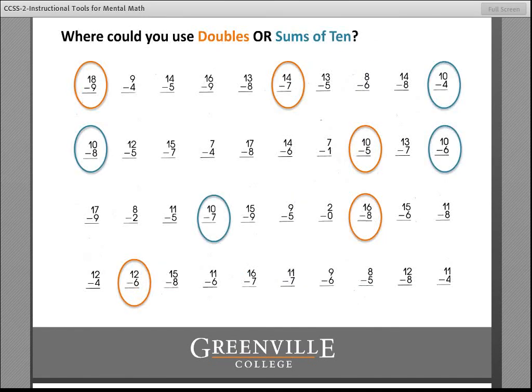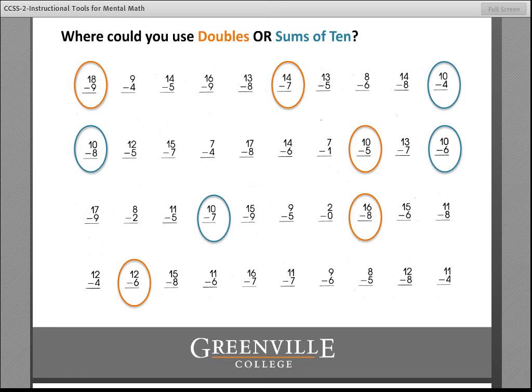Now I continue with this practice over time. Sometimes I will say only solve problems that allow you to use a double strategy or a sum of 10 strategy on this page. Leave the others blank. Let's see who can find them and get the most accurate answers in 15 seconds. Remember, you only get credit for the number combinations that use those strategies.